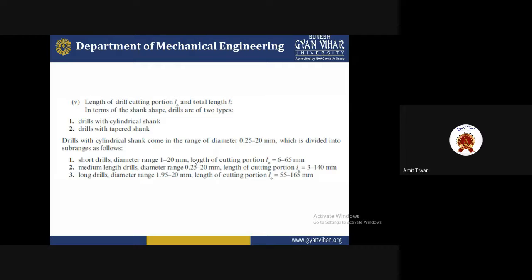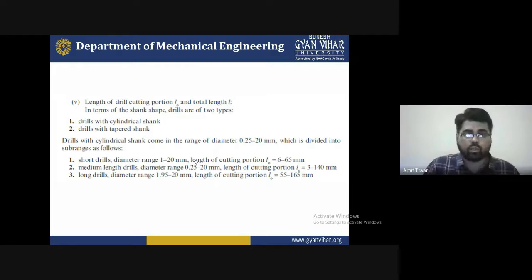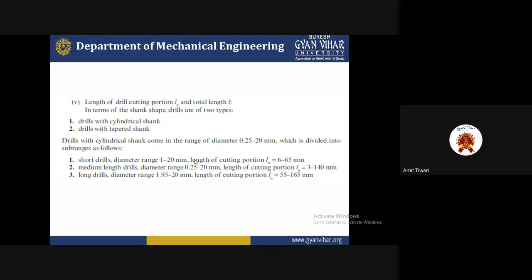So these are the three criteria which we selected for the range, and with this range we have fabricated the medium drill, shorter drill and longer drill. It is important and easy to understand how this selection criteria is used, because once it is understood, making the drill is very easy.